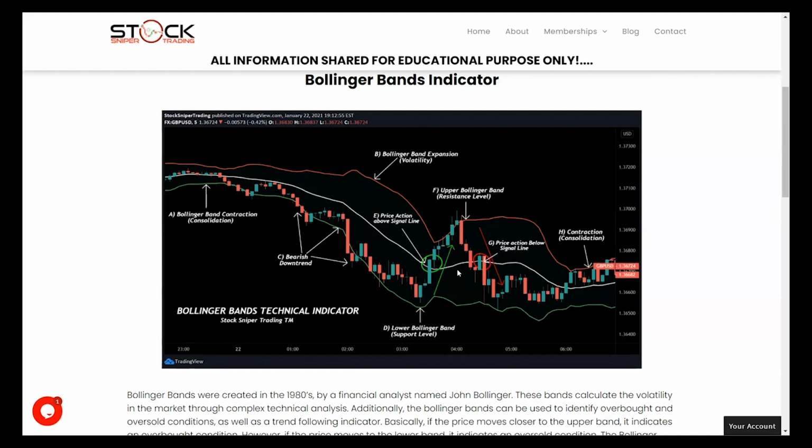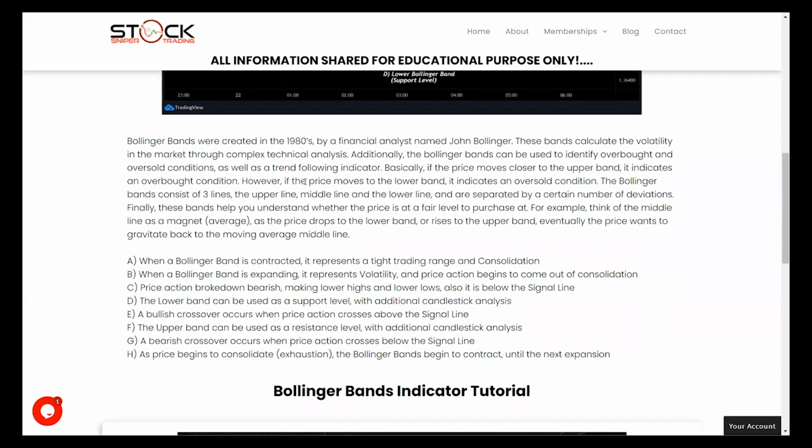And so let me just give you a brief overview. Bollinger Bands were created in the 1980s by a financial analyst named John Bollinger. These bands calculate the volatility in the market through complex technical analysis. Additionally, the Bollinger Bands can be used to identify overbought and oversold conditions, similar to our RSI indicator, as well as a trend following indicator.